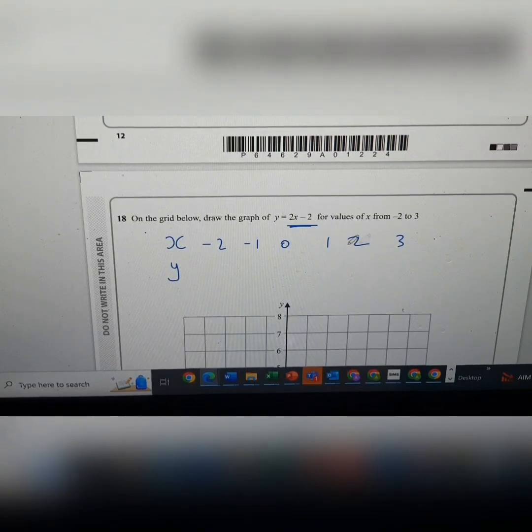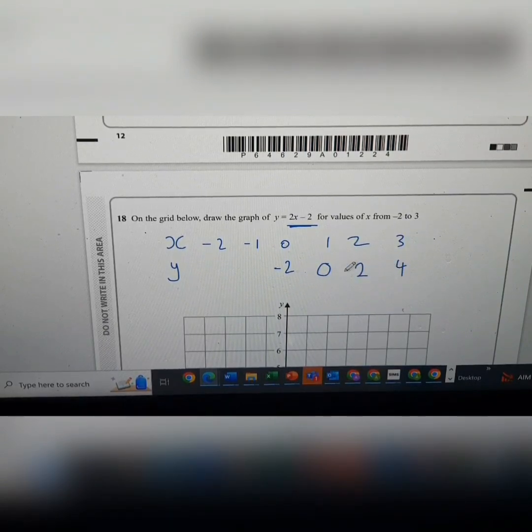So you can start with the positive values of x. So double 0 is still 0, take away 2 is -2. Double 1 is 2, take away 2 is 0. Double 2 is 4. So I'm going to write that 0 properly, so it's really clear. Double 2 is 4, 4 take away 2 is 2. Double 3 is 6, 6 take away 2 is 4.